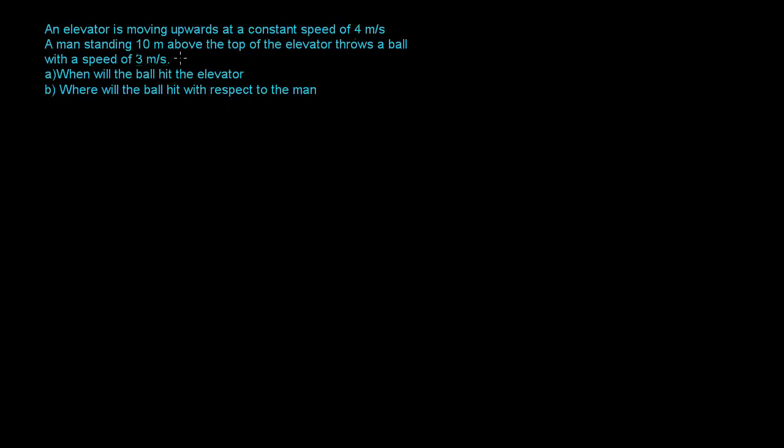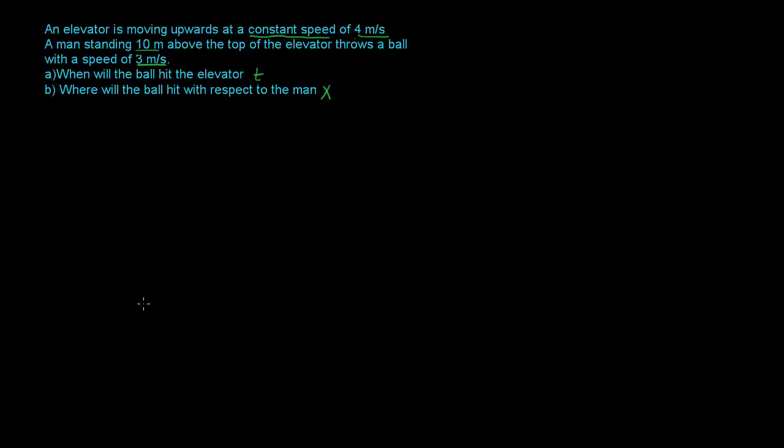This is a problem that involves two different particles. It says that an elevator is moving upwards at a constant speed of 4 meters per second. So important information is it's moving at a constant speed, 4 meters per second, and a man standing 10 meters above the top of the elevator throws a ball with a speed of 3 meters per second. We're asked to figure out when the ball will hit the elevator, which is a time, and where the ball will hit with respect to the man, which is a distance.